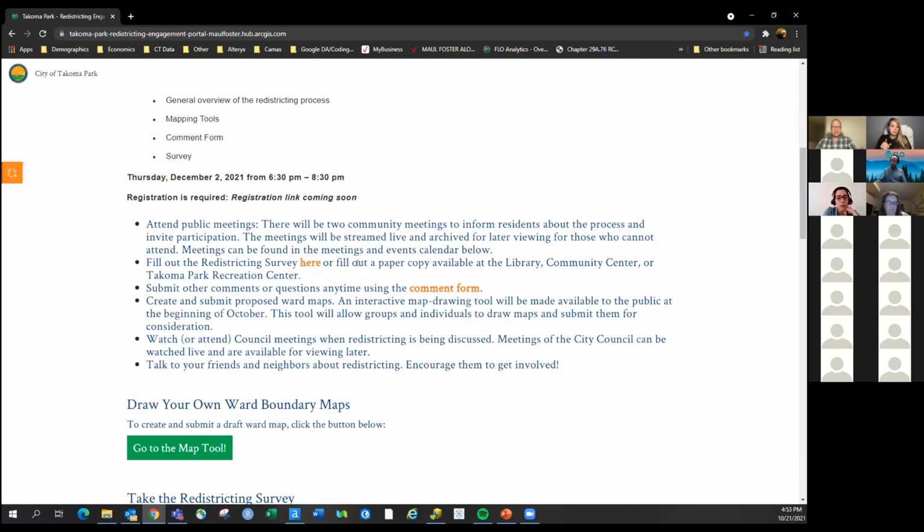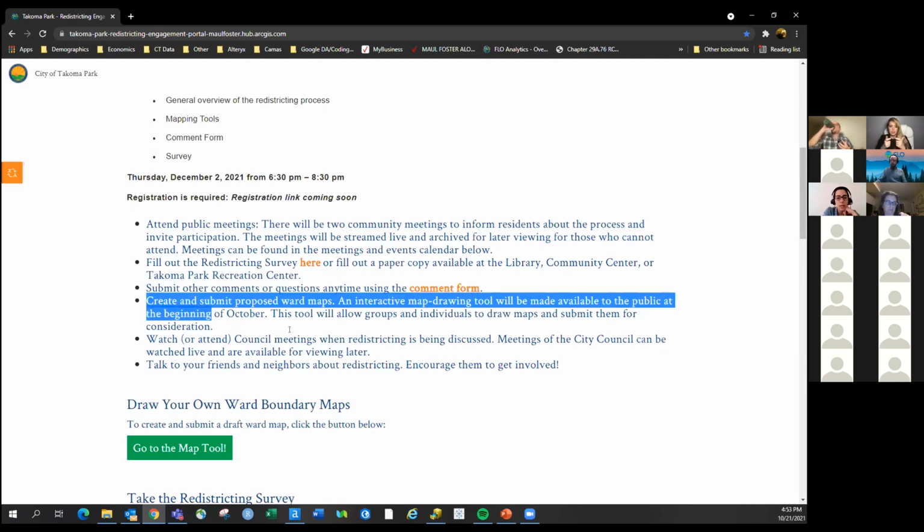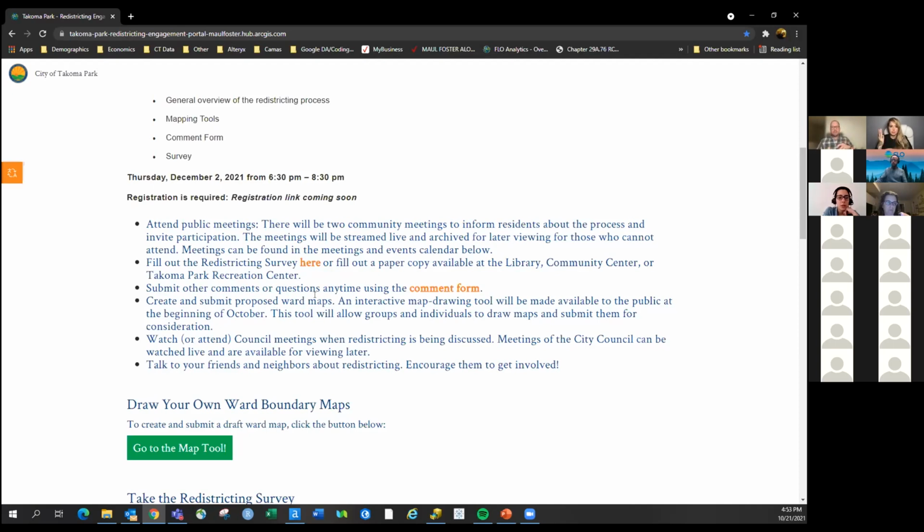Also, real quick, to circle back around to the redistricting survey, you could fill it out here, or you can get a paper copy at the library, community center, or at the Takoma Park Recreation Center. And then our big one is create and submit proposed ward maps. I'll save that for last. There is an interactive mapping tool that will allow you to create your own wards and try to get total deviation down underneath, say, 10% or even lower than 5%.